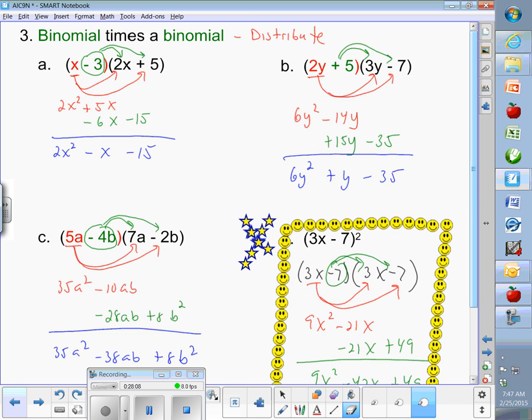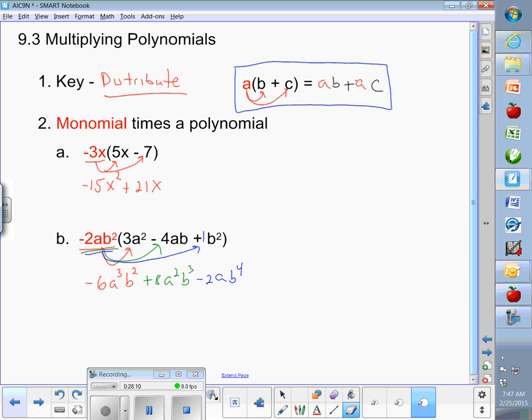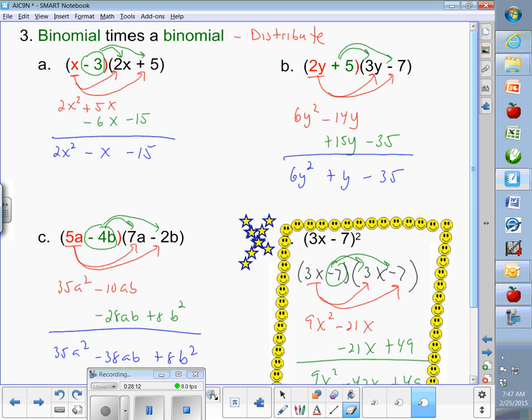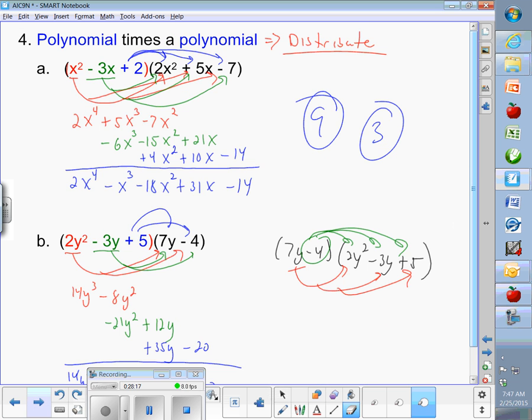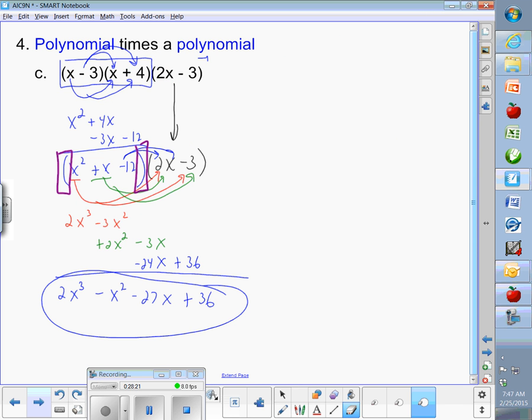Let me go back to where we started. Multiplying, it's easy. Distribute, use the distributive property. Remember, binomial times binomial, distribute. Polynomial times polynomial, distribute. Three things, first times second, result, product, times third. There you go. That's what you need to do. All right, key lesson. Come back to it again if you need to. And I hope you do well with it.